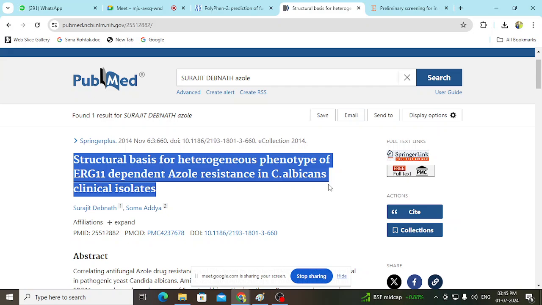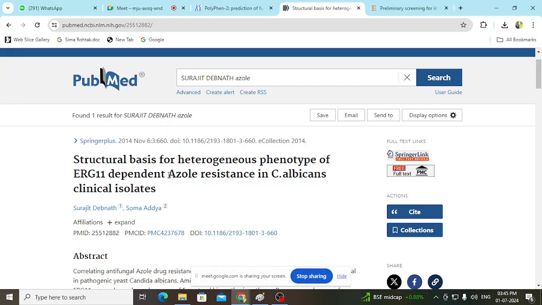So what happens? This fungus was already being treated by drugs or antibiotics which are known as azoles. For example, clotrimazole. Clotrimazole is again an azole drug. But what happened later on?